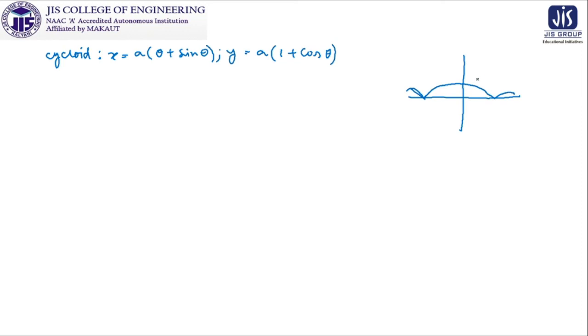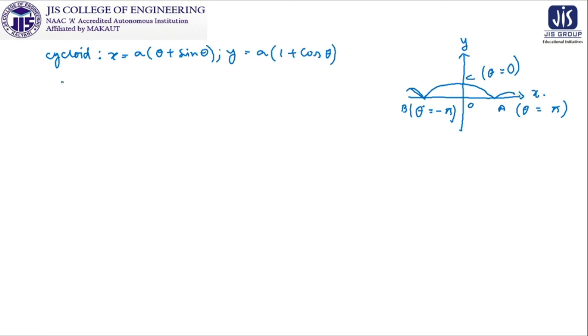Where this is the origin, this point is A, where theta is equal to pi, and this point is, suppose, B, where theta is equal to minus pi. And here the point is C, where theta is equal to 0. This is your y-axis and this is your x-axis.